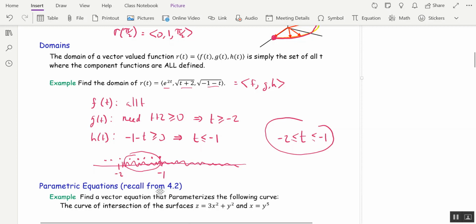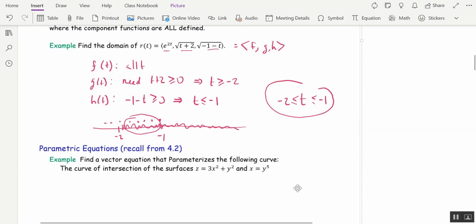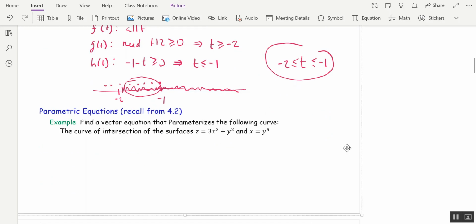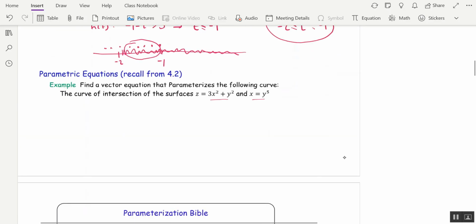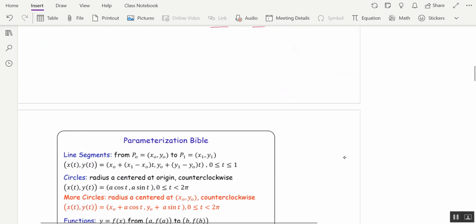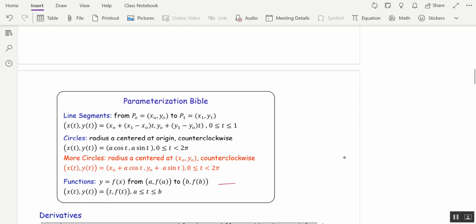Okay, parametric equations. We're just doing a little bit of preliminary material before we get to the calculus. Find a vector equation that parameterizes the curve of intersection of these two surfaces. Now on the next page, I have your parameterization Bible just for your easy reference. Now back up here, x equals y to the 5th, that's a function, so that's going to fall into this category, except instead of y equals f of x, it's x equals f of y.